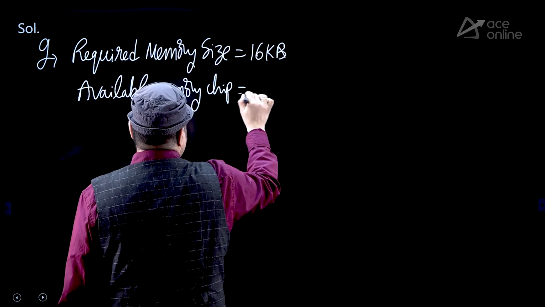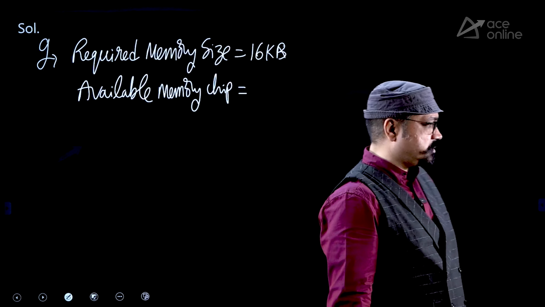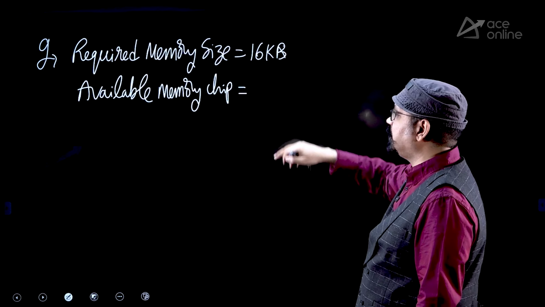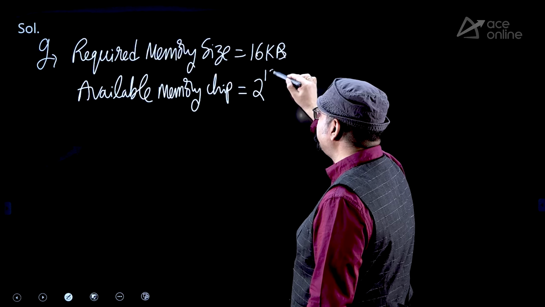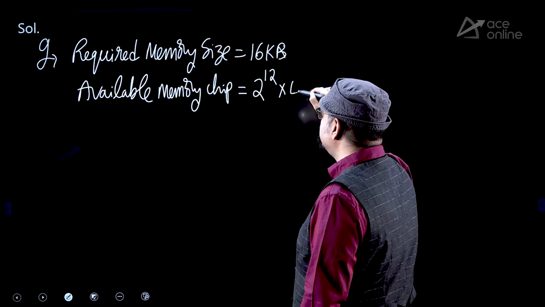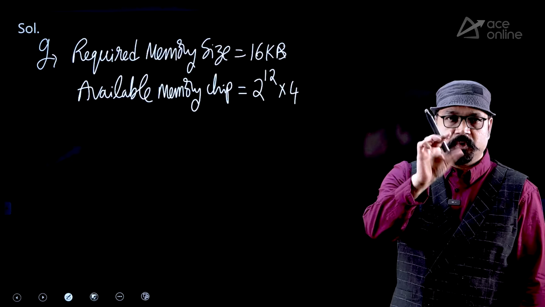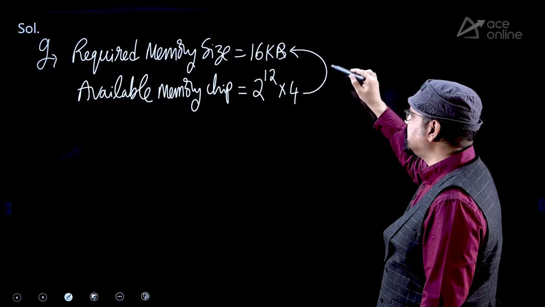Then what is given? The number of address lines is given. How many address lines? 12 address lines. How many data lines? 4 data lines. That is the information given: 12 address lines and 4 data lines. So when 12 address lines are there, 2 power 12 locations, where each location is of 4 bits. Small chip is this. The question is, how many such chips are required in order to design this memory?